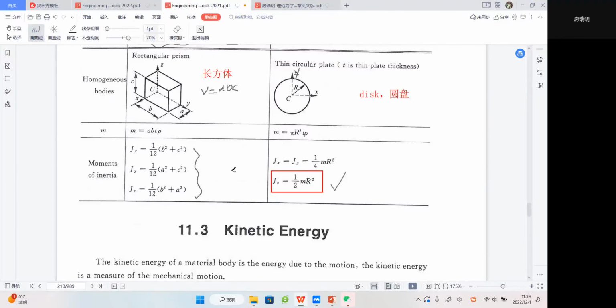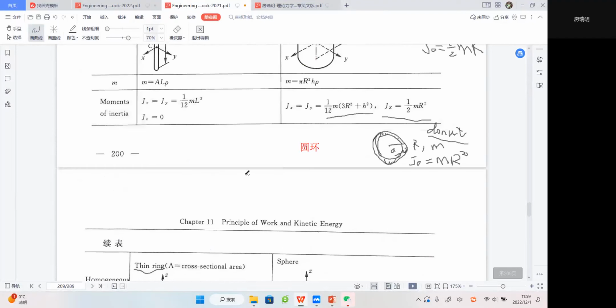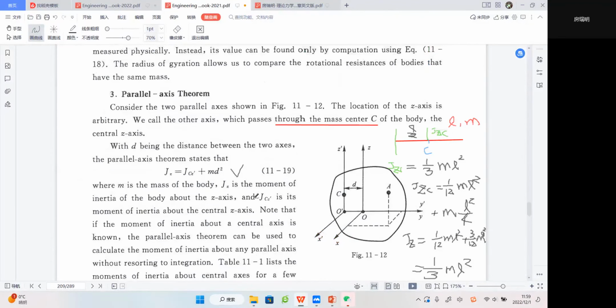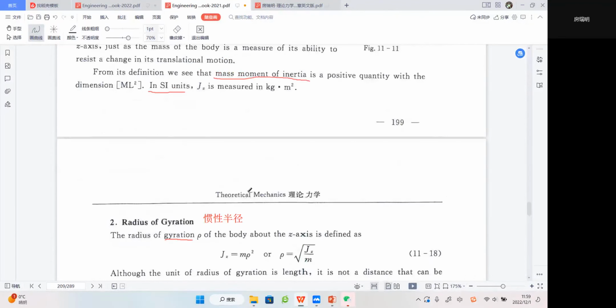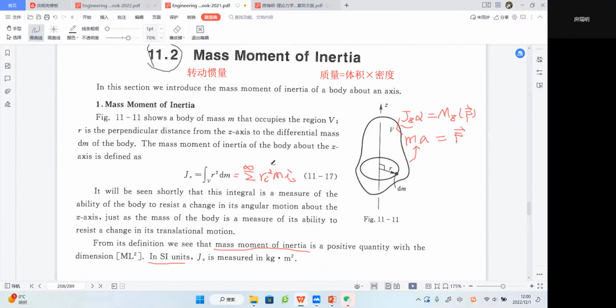I think that's all for today, and we don't have homework today. Maybe you still have some confusion and cannot understand what I'm talking about. Please go back to our textbook and read it by yourself, especially the second section of chapter 11, which talks about mass moment of inertia. Next time we will use some information we have learned today to do some examples. So I think that's all for today.